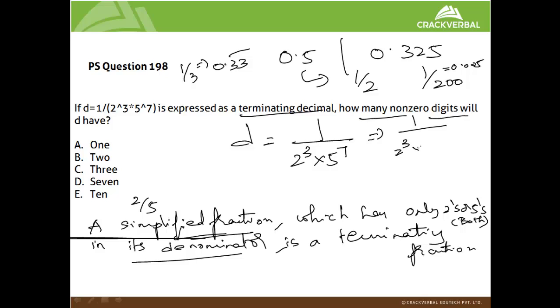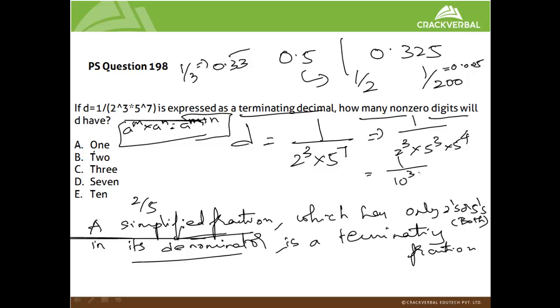2 cube. 5 power 7 can be written as 5 power 3 into 5 power 4, right? Simple exponent rule: a power m into a power n is a power m plus n. That's what we are trying to use here. So 5 power 7 can be written as 5 power 3 into 5 power 4, so this part is nothing but 1 by 10 power 3.